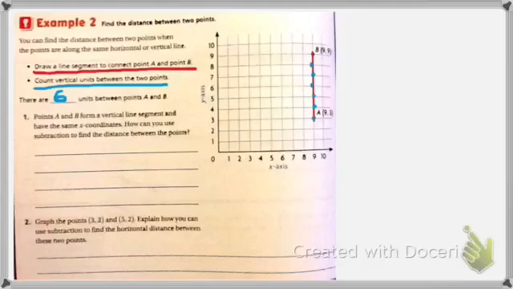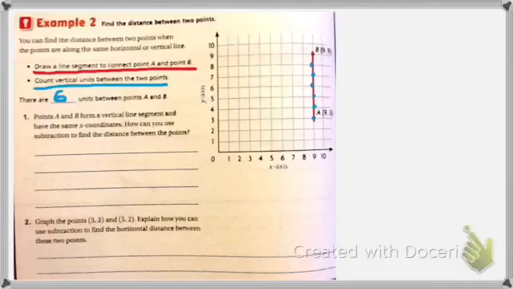Well, let's see. Point A has the coordinates 9, 3. The x is 9, the y is 3. Point B has the coordinates 9, 9. The x is 9, the y is 9, so that's true. Both of their x coordinates, both of the first coordinates are 9, so they are the same.